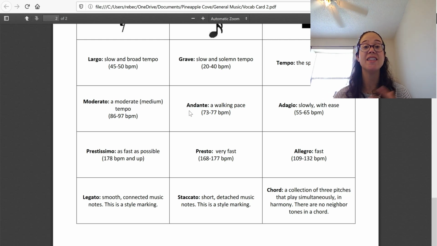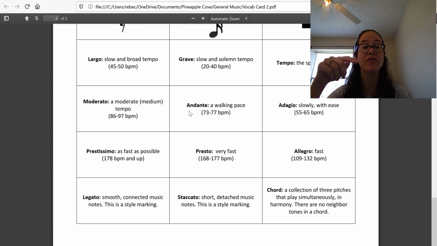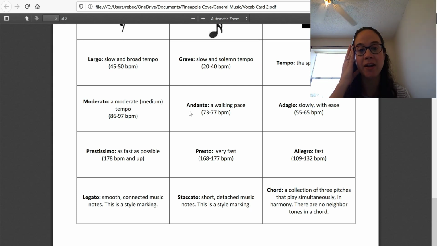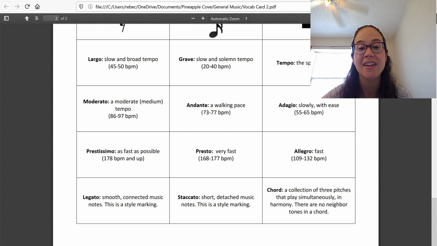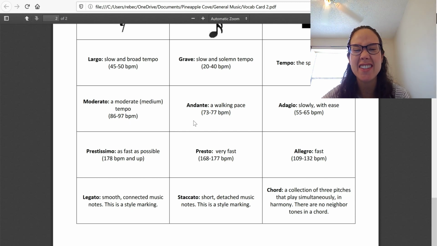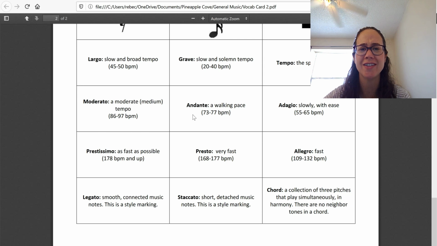And andante is the speed at which we typically walk around. So if you're just walking naturally and you're not thinking about it, you're probably taking about 73 to 77 steps per minute. Of course, you can see there's a gap here. Adagio goes as fast as 65, and andante is listed as starting at 73. So between 65 and 73, there could be another Italian term there, or these could just have a little bit of wiggle room.